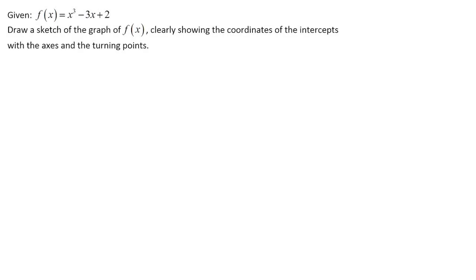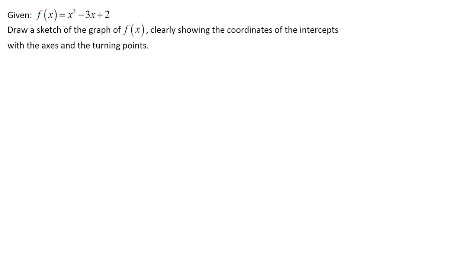Given the function f of x is equal to x cubed minus 3x plus 2. And we have a question here: draw a sketch of the graph of the function f of x, clearly showing the coordinates of the intercepts, meaning x and y intercepts, as well as the turning points. This is a cubic graph, so what they mean here by this question is, we need to calculate first all the information that is needed for the graph.